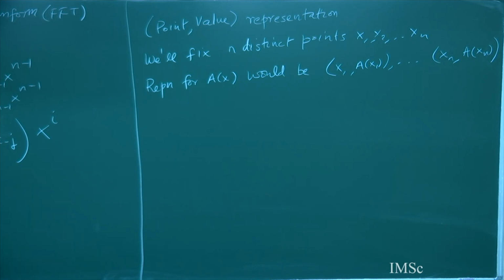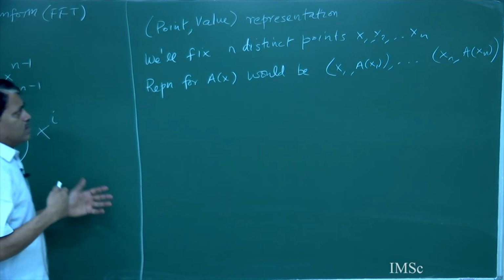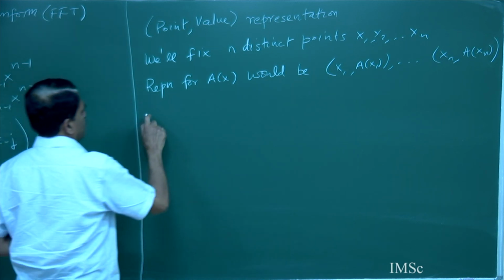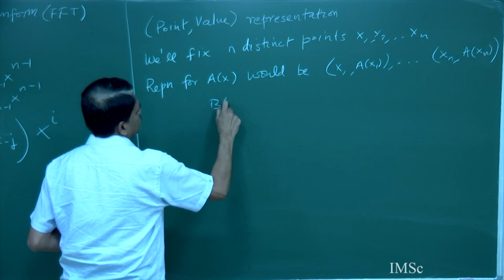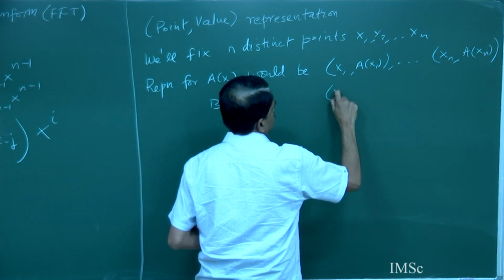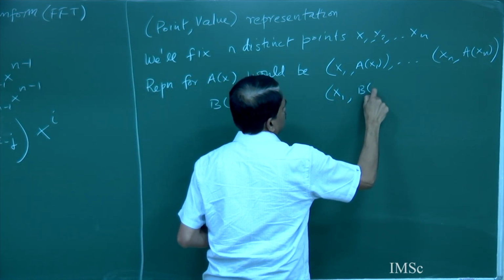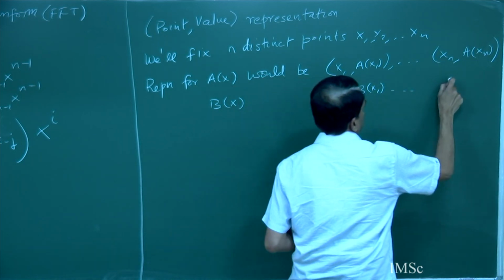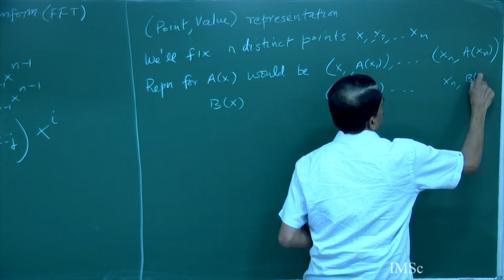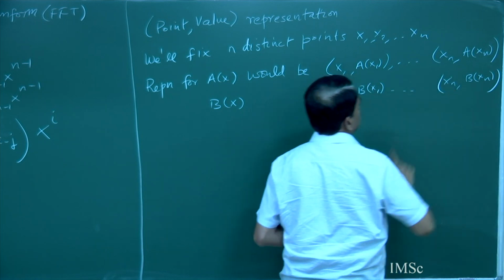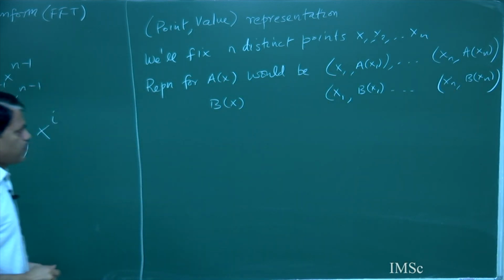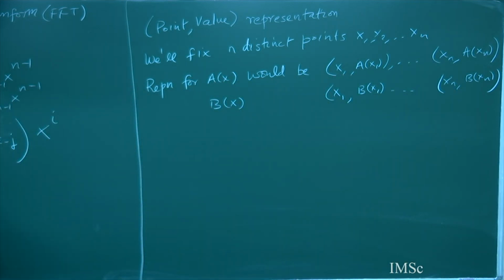And similarly for B(x). The representation for B(x) would be, on the same x1 to xn, I evaluate my B polynomial, and I get these values.